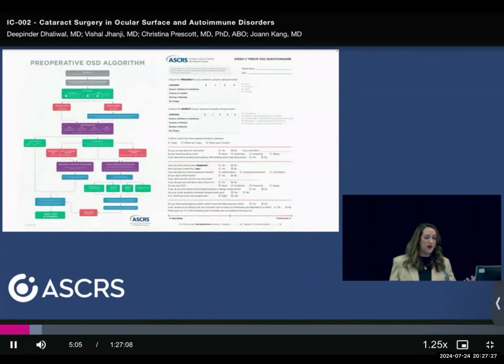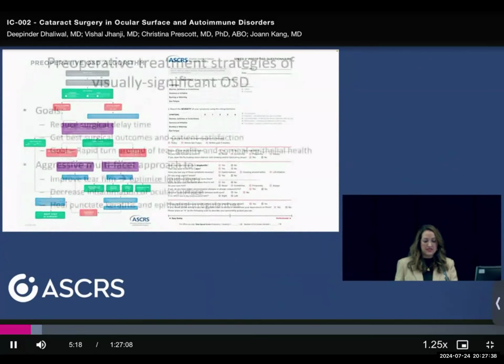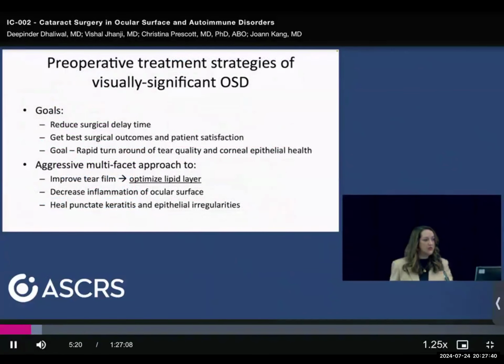In response to ocular surface disease in the preoperative setting, the ASCRS Cornea Clinical Committee put together this algorithm. Dr. Chris Starr is going to go through this extensively, so I'm not going to talk about it much, but essentially the goal in patients with preoperative ocular surface disease is that you really want to address that. You want to reduce surgical delay time. You want to get the best surgical outcomes and turn around that tear film and epithelial health as quickly as possible.